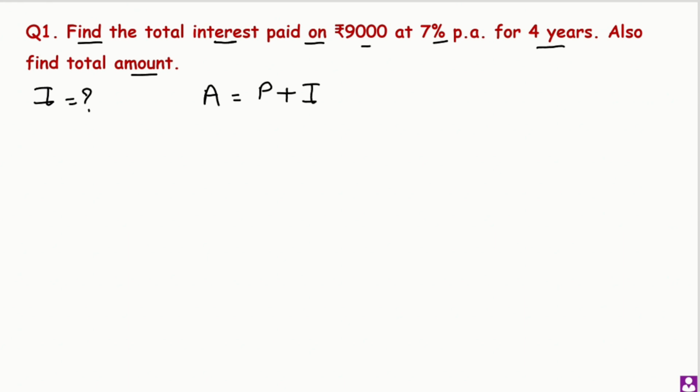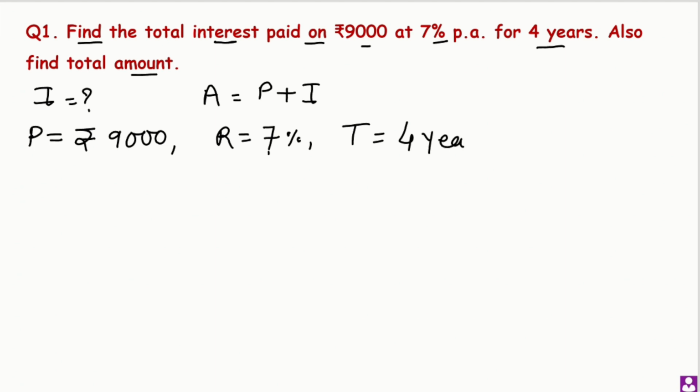So to find the interest, we have a formula which I have already discussed in my previous video. If you need any assistance, you can go and check. Here what is given? 9,000 is the principal amount which is given, the interest rate which is 7%, and the time period which is 4 years. So all this data is given.